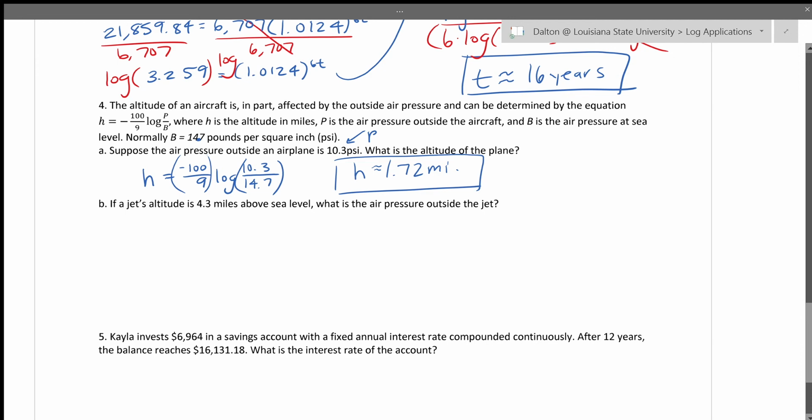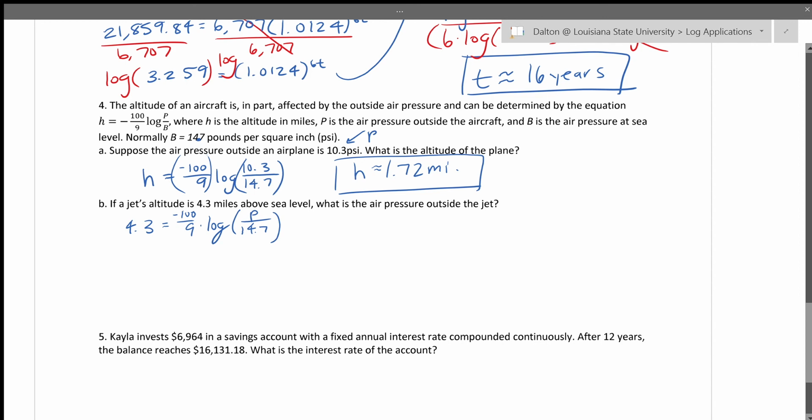Part B. If the jet's altitude is 4.3 miles above sea level, what is the air pressure outside of the jet? Now, this time it's kind of going backwards. Again, it's telling us the altitude is 4.3 miles. That's H. So instead of H equals, we're going to write 4.3 equals negative 100/9, that part stays the same, times the log of P over B. Now, the question is, what is the air pressure outside of the jet? So we're looking for P because we know that at sea level, it's 14.7.